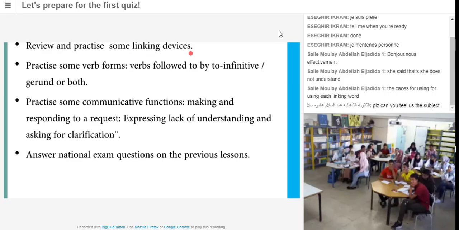Some linking devices, some verbs followed by two infinitive, gerund or both, some communicative functions and some vocabulary, and we take the practice from national exam questions.